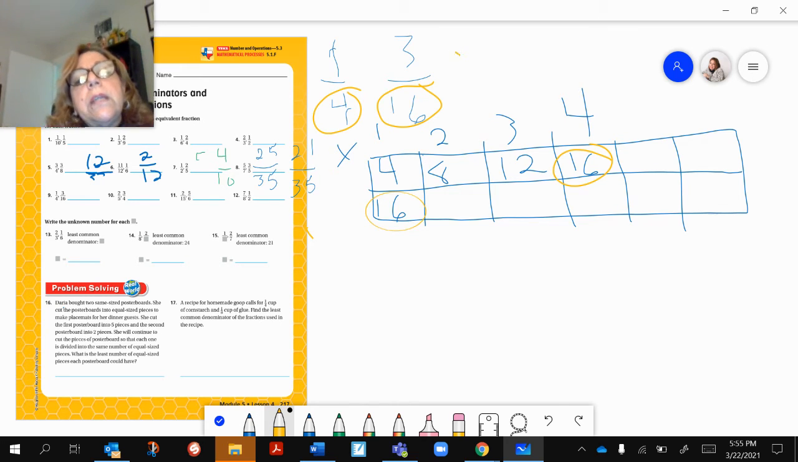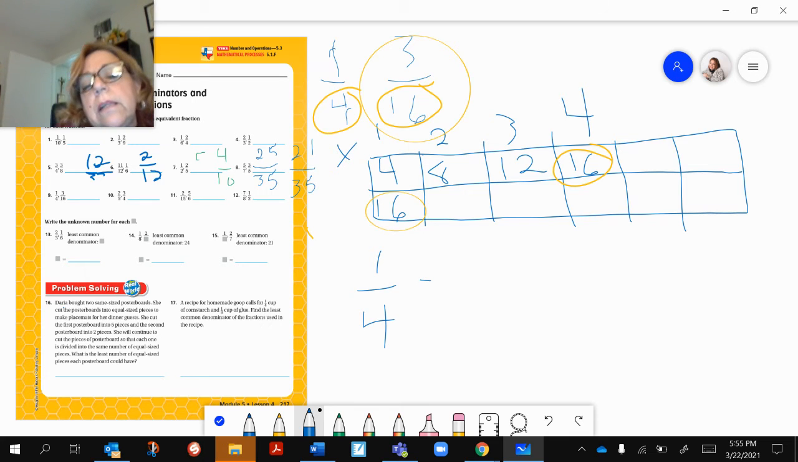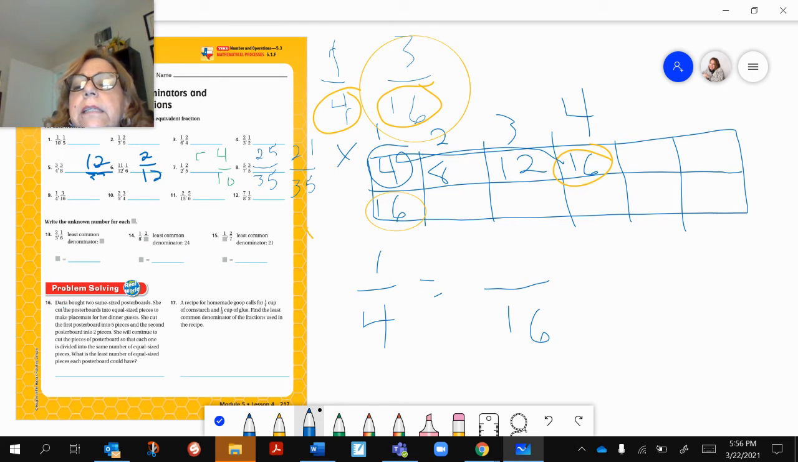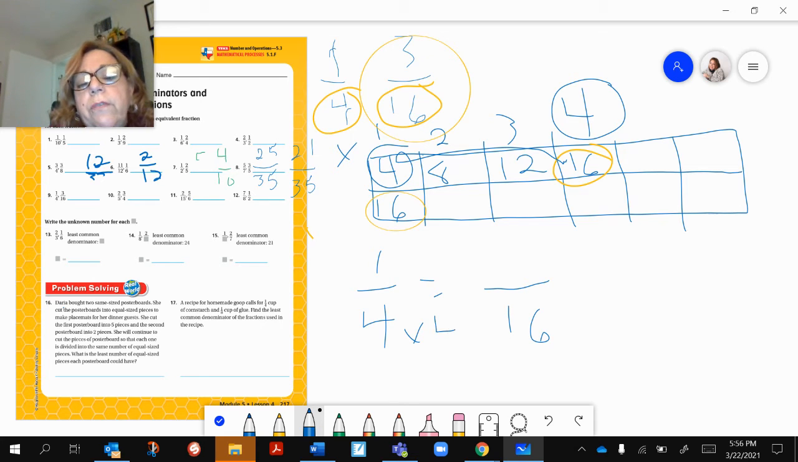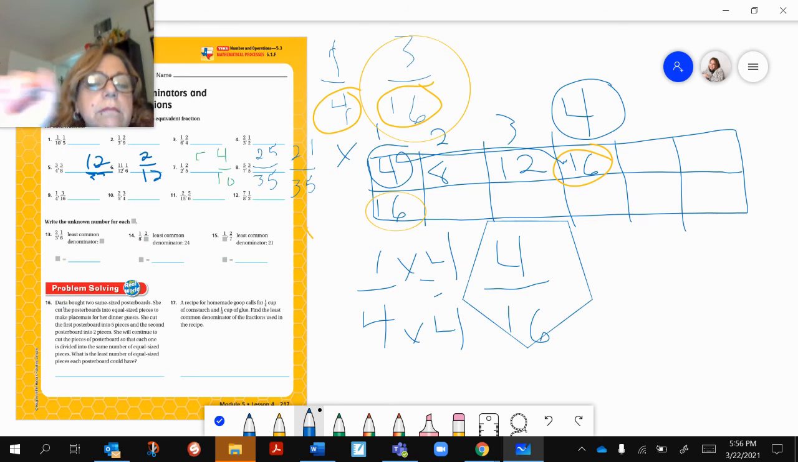So do I need to do anything to this fraction here? Nope, it's just going to stay the same. So I'm going to look at the 1/4. And I know that's equal to a 16. What did I do to get from 4 to 16? I multiplied it by 4. Whatever I do to the denominator, I must also do to the numerator. So 1 times 4 equals 4. So 1/4 is equal to 4/16.